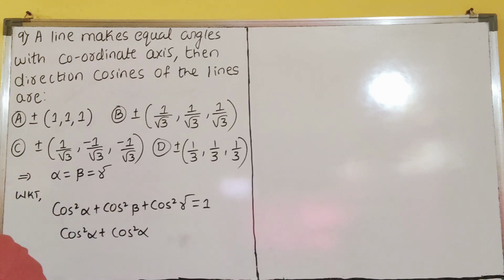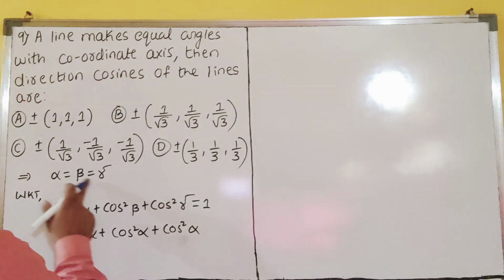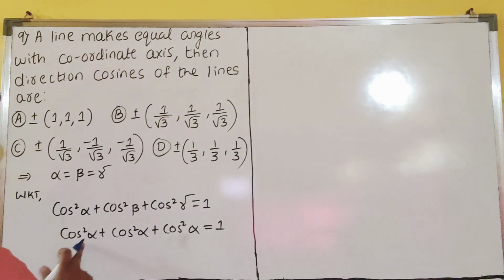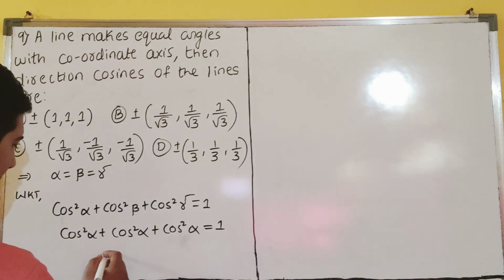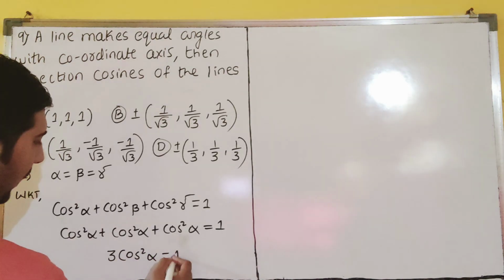Beta and alpha are the same, because both are equal. So even gamma is also I can write it as alpha. Alpha and gamma are both the same, same angles. So now cos square alpha plus cos square alpha is 3 cos square alpha is equal to 1, dear students.